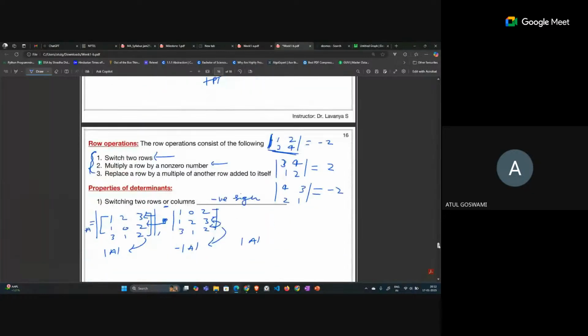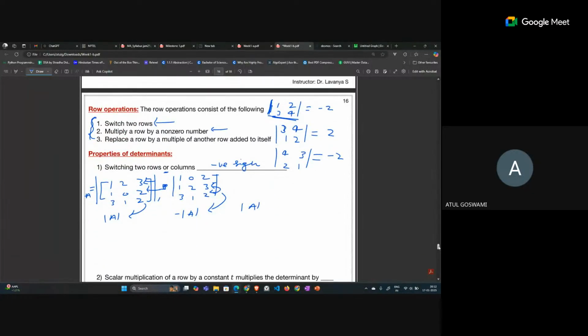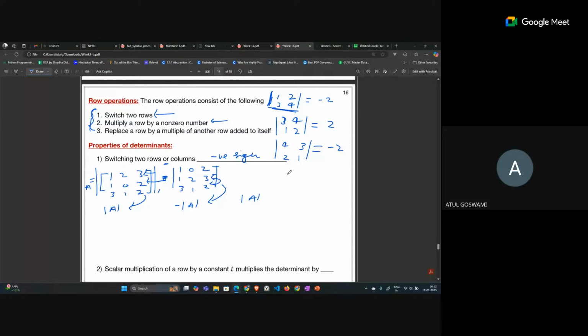Second property says multiply a row by a non-zero number. What would happen? The determinant is multiplied by that number. Yes. So if we multiply any row, suppose this by k.